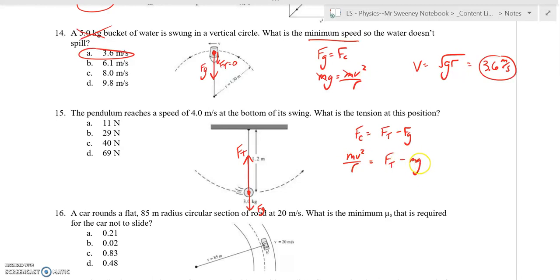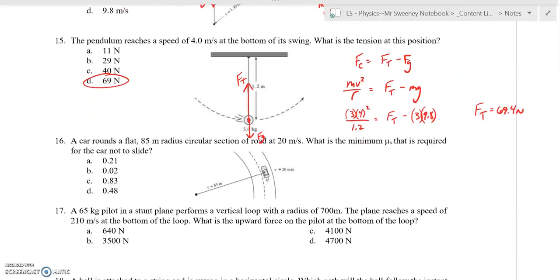So our centripetal force then is tension minus the force of gravity. So we got mv squared over r equals this tension force we're solving for minus mg. Notice we cannot cancel the m's because there's no m in the FT term. So you just plug in all of the information you know. Mass is 3 times speed squared divided by the 1.2 meter radius equals FT minus 3 times 9.8. Do your algebra. 69.4 newtons.